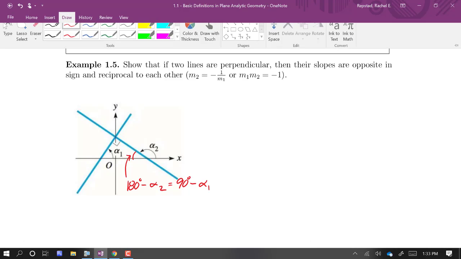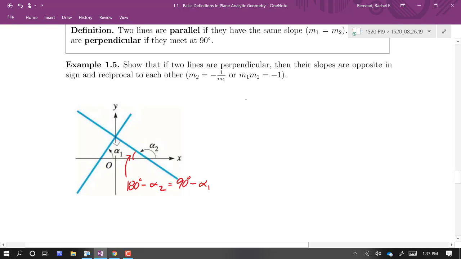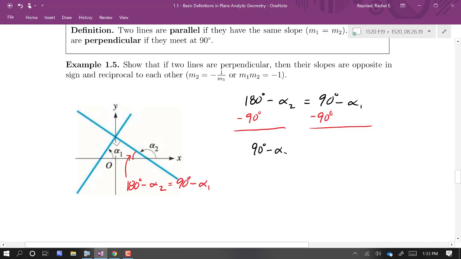So I'm going to start with that equation. Okay, I'm going to subtract 90 from both sides. So on the left side, we have 90 minus alpha 2 is equal to negative alpha 1.